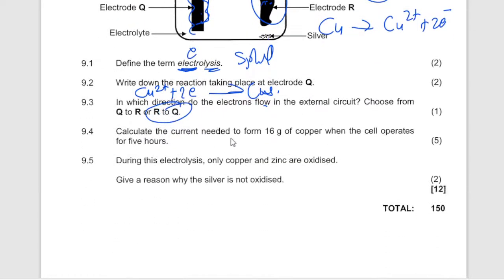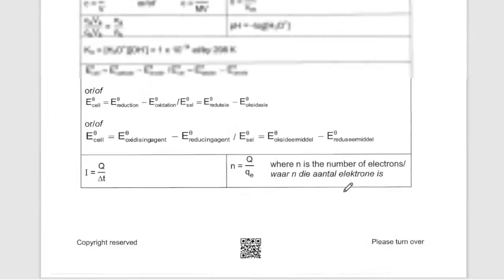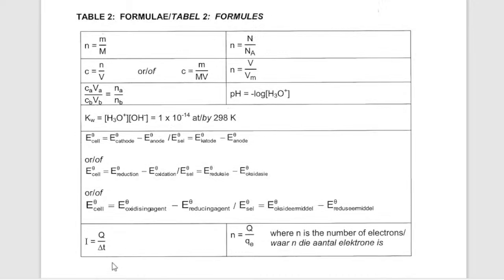Then you're saying: calculate the current needed to form 9 grams of copper when the cell operates. You have different methods you can use, but you can also use first principles. It's also cool. But now you need to find out the number of moles. So you have these formulas which you're supposed to use.